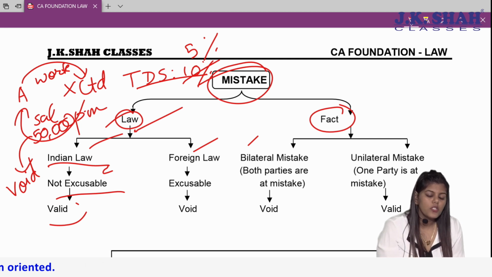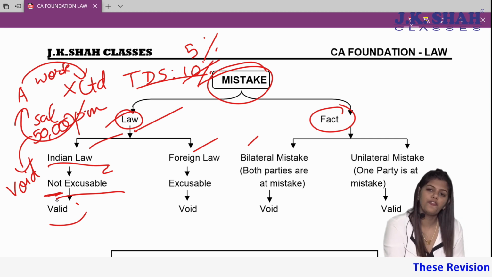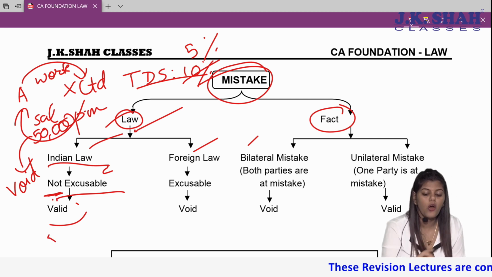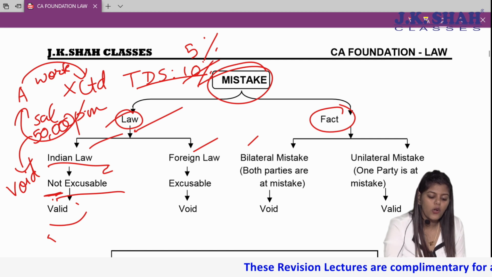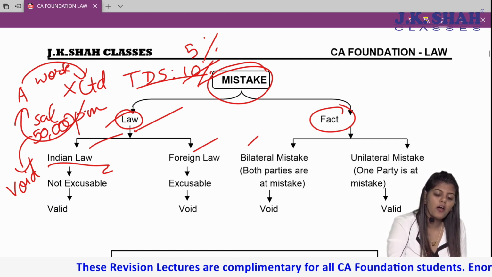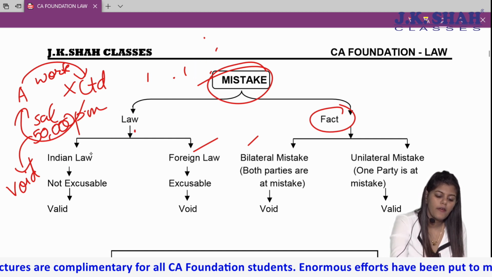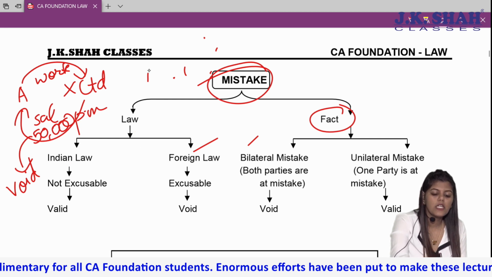You know why you students think it is void? Because you see a negative word and therefore your mind says it's void, which is wrong. So when I say it is not excusable, it means you better perform the contract, it's perfectly valid. Okay? Yes. Then mistake of foreign law.